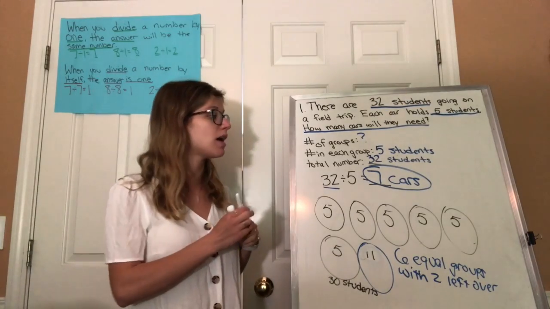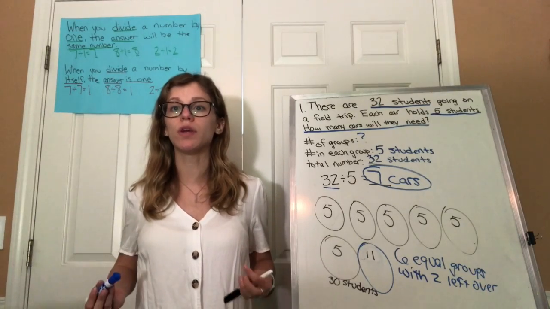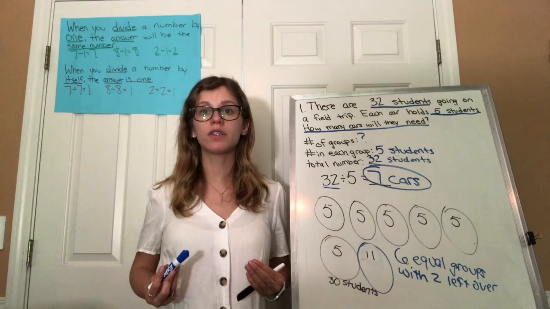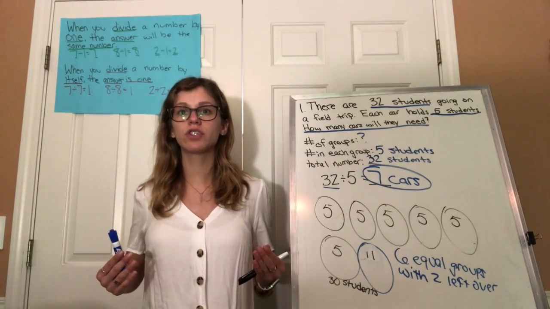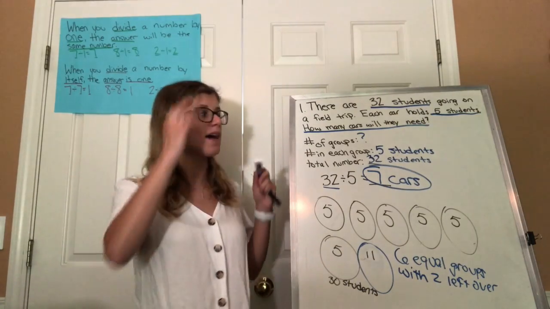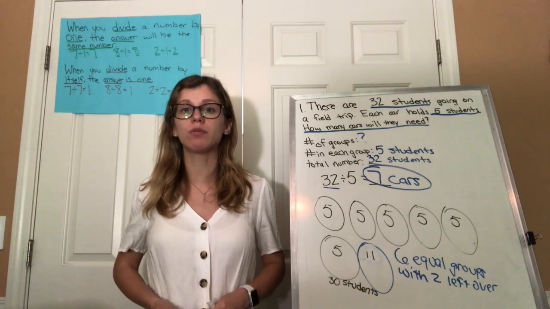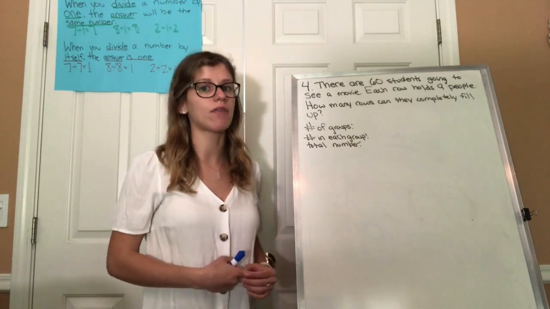Therefore, I need to make sure I'm paying attention to what the question is asking me and what I'm able to do in this problem. So it's not just about solving the division problem correctly, it's making sure that once you have the answer to the division problem, you make sense of what the story is asking. It's asking us how many cars they are going to need to make sure all 32 students are able to go on this trip.